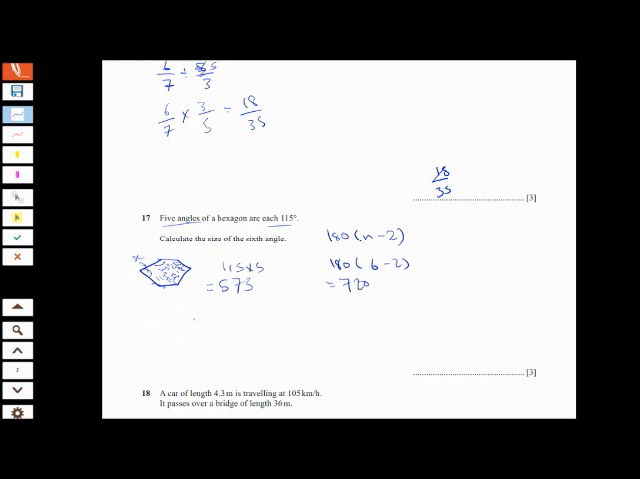So now it's the easy part. All you have to do is just minus the sum of all angles inside minus the angles which are present there, the values we have. That would equal 720 minus 575, 145. That's easy enough, I guess.